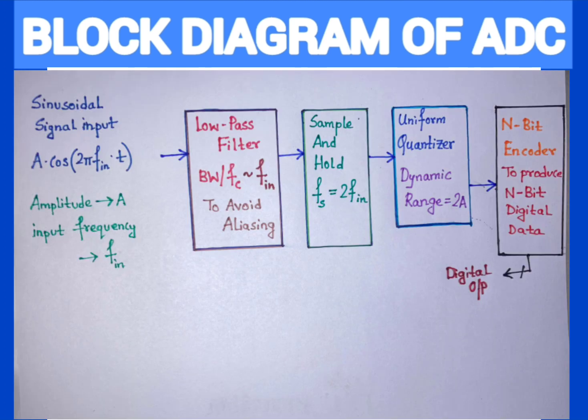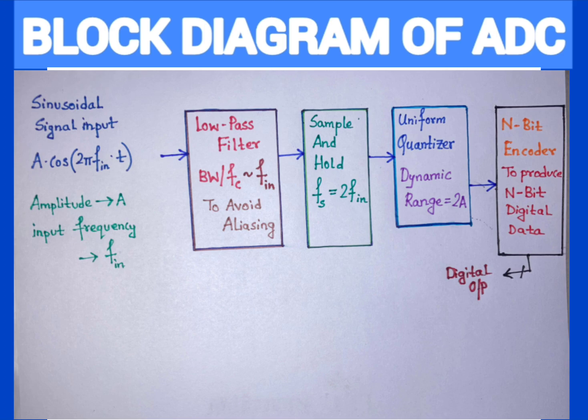There is a sinusoidal signal input. In reality, the input does not have to be sinusoidal. It can be multi-tone. Single tone is mentioned in the question just for simplicity. But in reality, we will always be dealing with multi-tone signals, or signals which have multiple frequency components. There is a sinusoidal input, which is a single tone, say A cos 2 pi Fin t, where the amplitude is A and the input frequency is Fin.